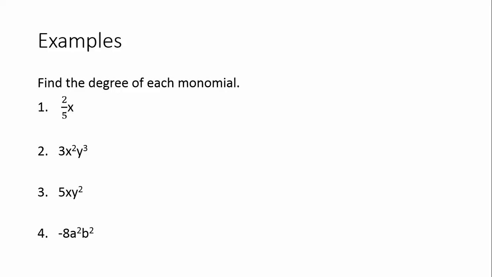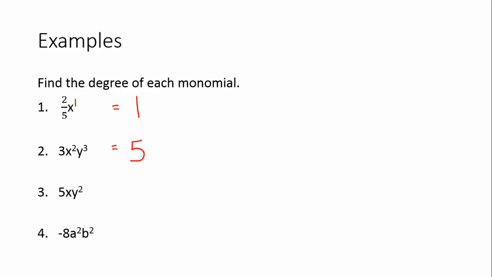So let's look at some examples where I want you to find the degree of each monomial. You're just adding exponents on variables. So for number 1, we have 2/5 x. You may not see an exponent here, but remember when it's not written, it's an implied 1. So the degree here is 1. For number 2, you are adding the exponents. So we have x squared and y cubed. 2 plus 3 is 5.